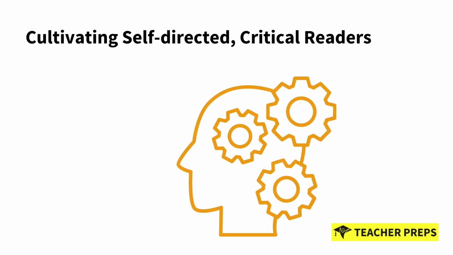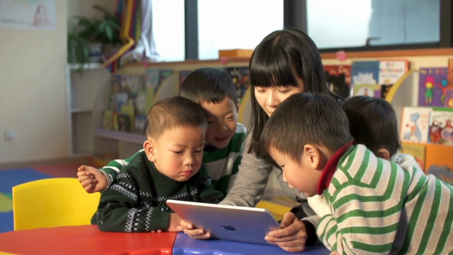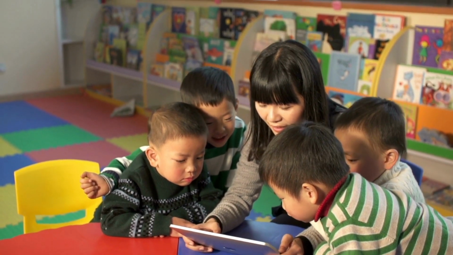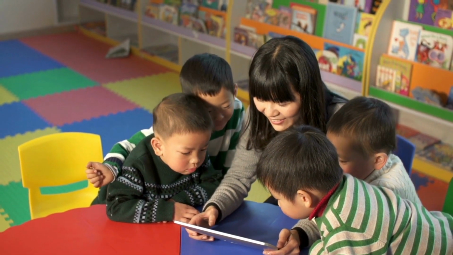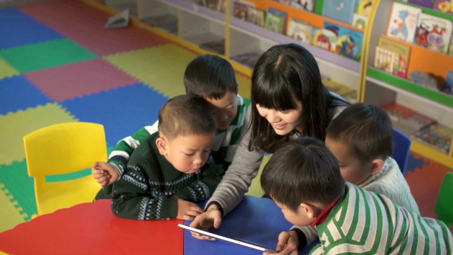Moving on, let's discuss cultivating self-directed critical readers. Remember, critical reading goes beyond comprehension. It's all about analyzing, synthesizing, evaluating, and applying knowledge. Self-directed readers not only understand what they read, but they question it. They relate it to their own personal lives in order to interpret it and understand it better.